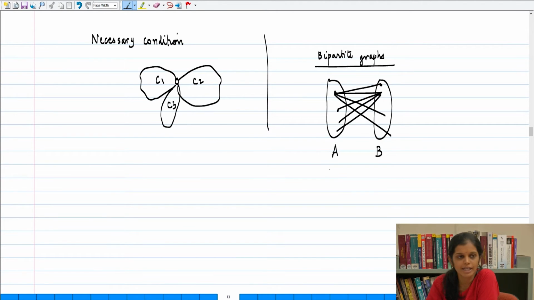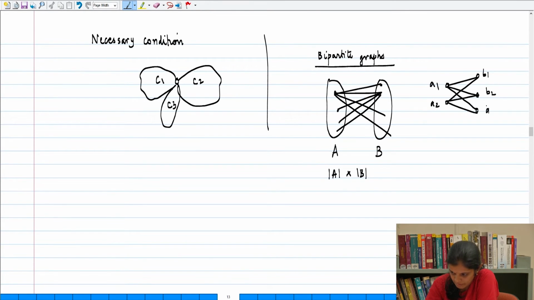So how many edges does this graph have? Cardinality of A times cardinality of B. These many edges are there. Now this is a relatively dense graph, right? Now what can we say about the graph being Hamiltonian or not? So let us try out a simple example. So maybe I will draw a graph. So this is my graph which has 2 vertices on the A side, 3 vertices on the B side, and I would like to see whether there is a Hamiltonian cycle.